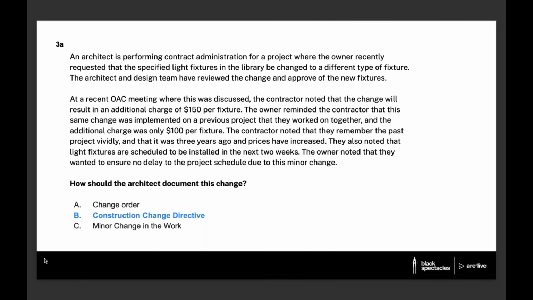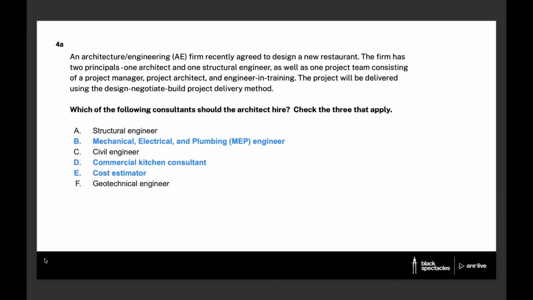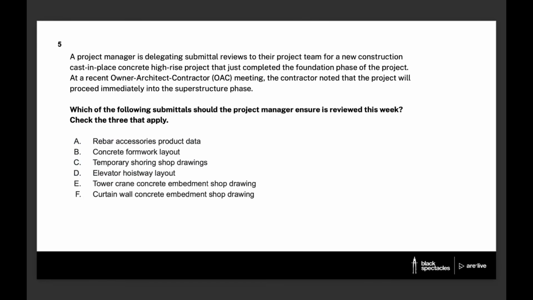Perfect, thanks. And with that, let's roll into question number 5, last one we got. Thanks, Chris. All right, a project manager is delegating submittal review to their project team for a new construction cast-in-place concrete high-rise project that just completed the foundation phase. At a recent owner, architect, contractor, or OAC, meeting, the contractor noted that the project will proceed immediately into the superstructure phase. Which of the following submittals should the project manager ensure is reviewed this week? Check the 3 that apply.